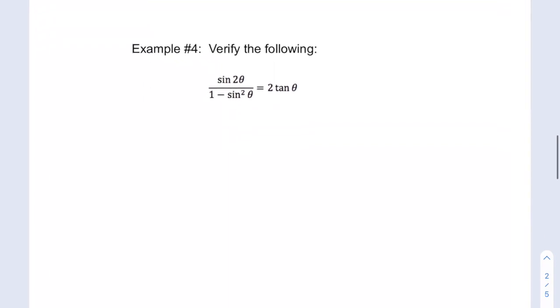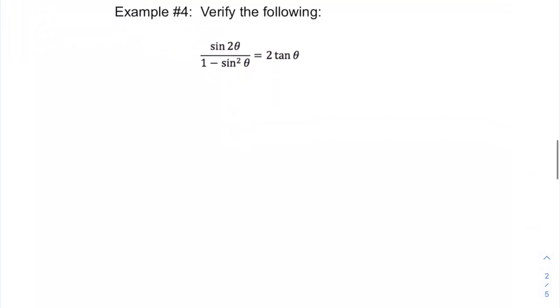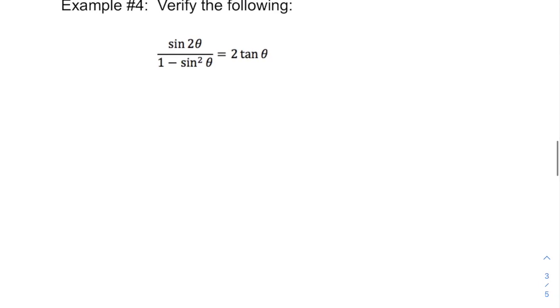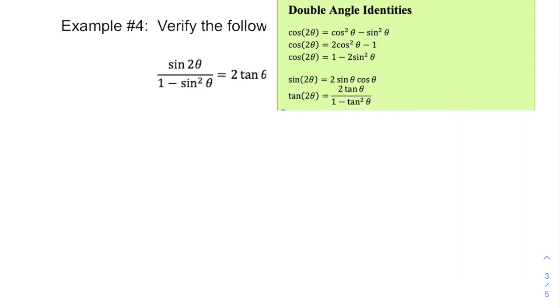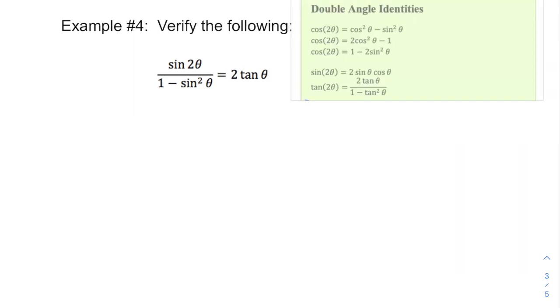Our next two questions are verify questions. So they're similar to what we've seen in each of our units here. Now, we are not limited to just using our green box. I'm going to paste our green box right here. So we do have that there. But we could also use any of our Pythagorean identities from the pink box or any of our reciprocal identities from the pink box.